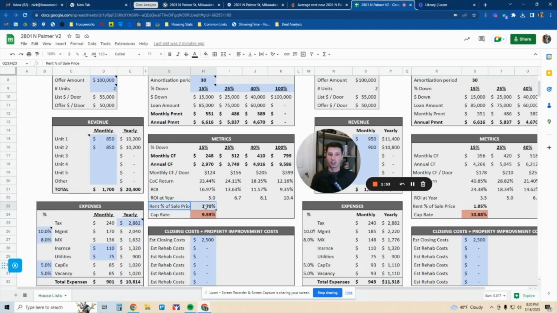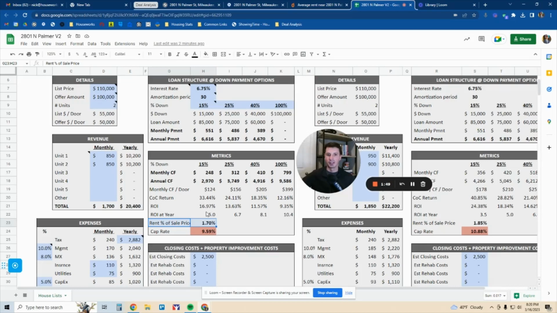Rent percentage of sale. This is just a number that I like to use so I can quickly, at a high level, determine what this is. It's taking a look at the monthly rent and dividing it by your offer price. I know that if this number is around 1%, so if my monthly rents are going to be 1% of the offer, in this case an offer of 100K, if I'm pulling in rents of about $1,000 a month, typically that's going to be cash flowing.